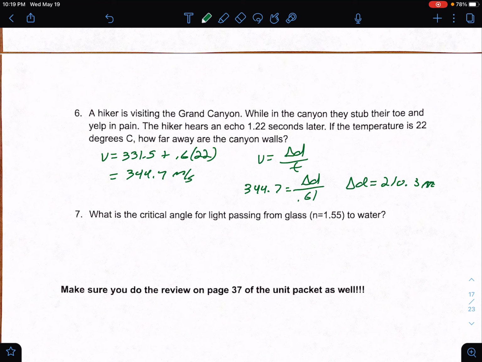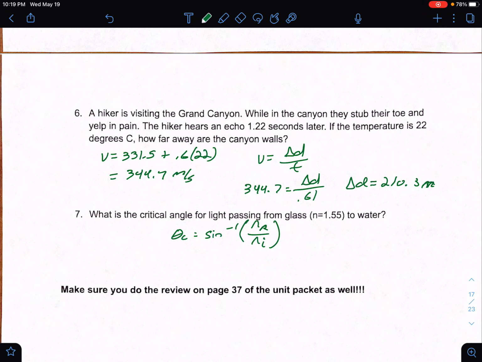Number 7, what is the critical angle for light passing from glass to water? Okay, so your equation for critical angle is going to be inverse sine. So let me fix that. Inverse sine, that's just second sine on your calculator, of your refracted index, whichever one it goes to, over your incident index. I usually just say the I means incoming.